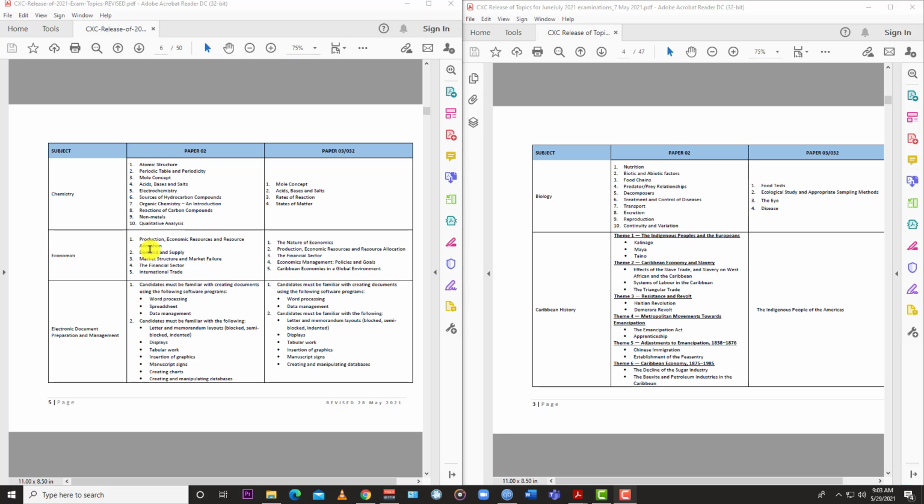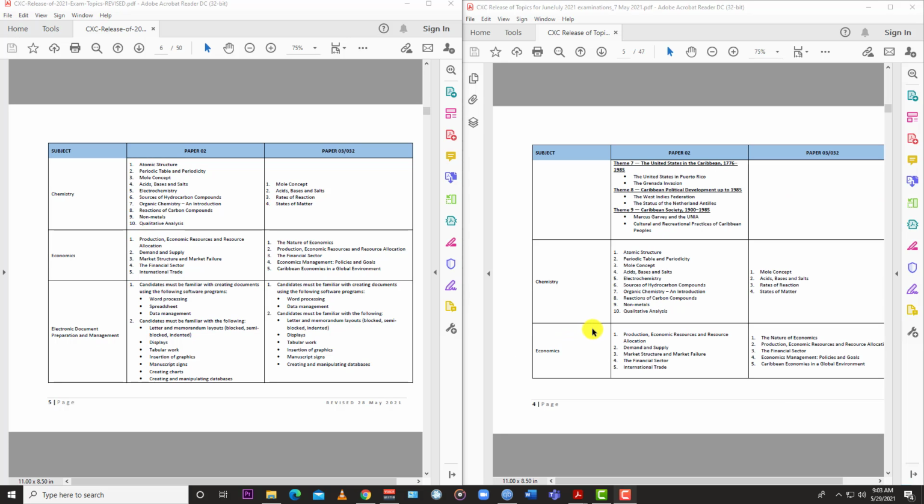Then let's go to economics. Economics, here we go. The same. So this is the original, this is the revised. In the revised we have production, economic resources, and resource allocation, demand and supply, market structure and failure, financial sector, international trade. Same thing. Very same thing.